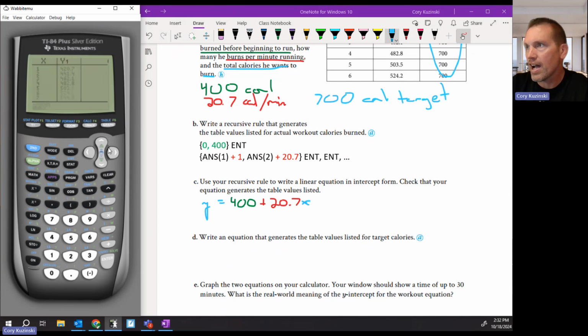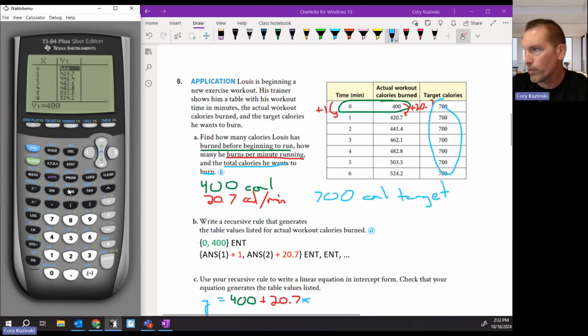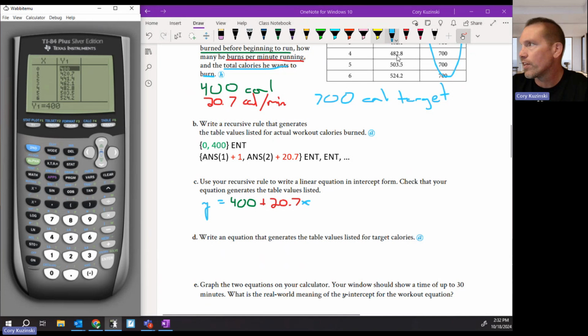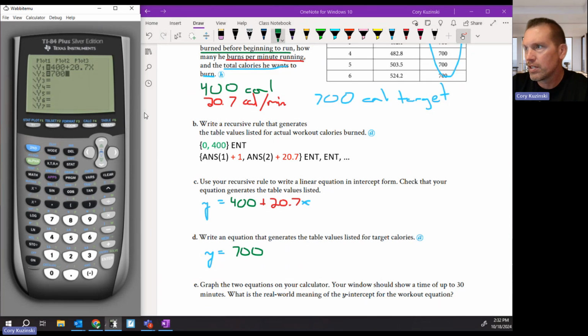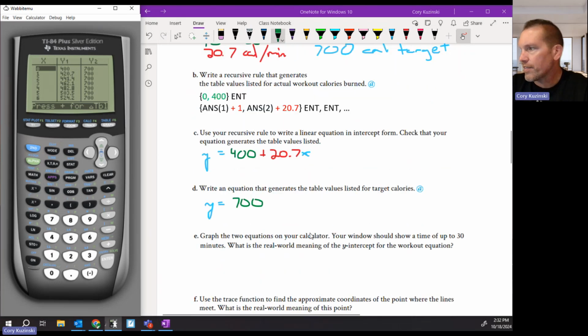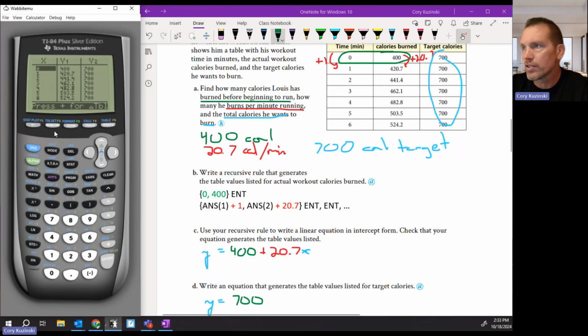Go to the table, second graph. And yeah, that's giving me all the values that are in the table. 400, 420.7, 441.4. Good. All right, this one, don't overthink it. It's just y equals 700. If I go to y equals here, go to y2, 700, go to the table, that gives me all 700s. Graph the two equations on your calculator. Your window should show a time for up to 30 minutes. Okay, 30 minutes, wow. All right, so let's go window 0 to 30 minutes.